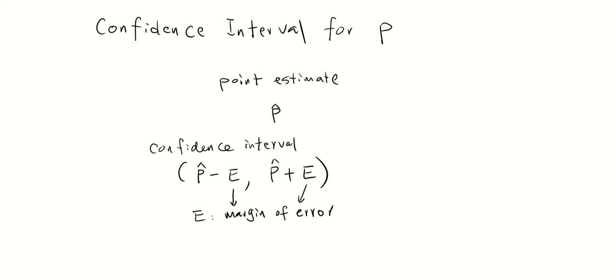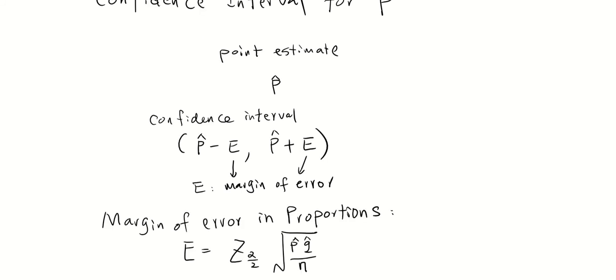Let me say that again. It's the maximum amount of difference between the sample proportion P hat and the population proportion P under the given confidence level. And the margin of error in proportions is given by this formula: E equals Z alpha over 2 times the square root of P hat times Q hat divided by N, which is the sample size. P hat is the sample proportion, Q hat is 1 minus P hat.